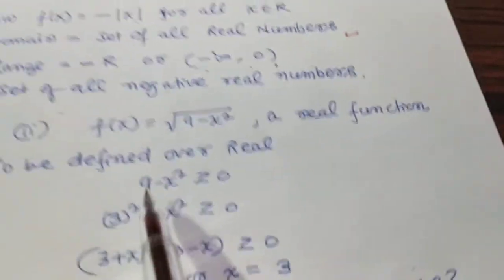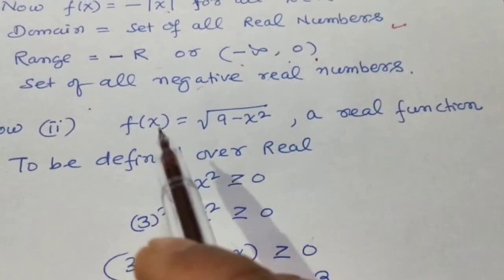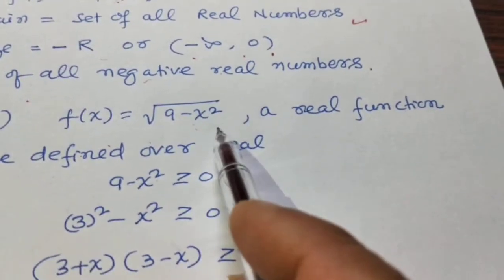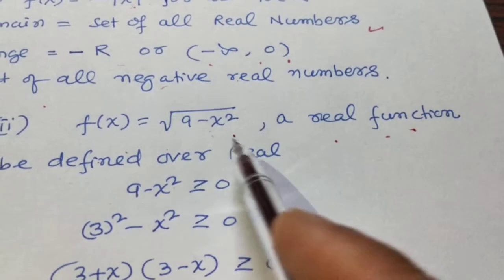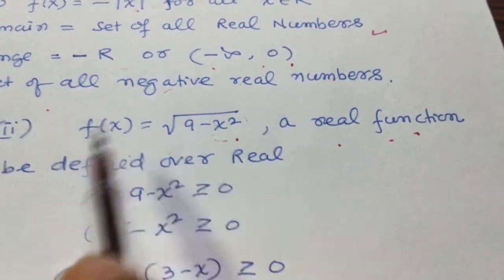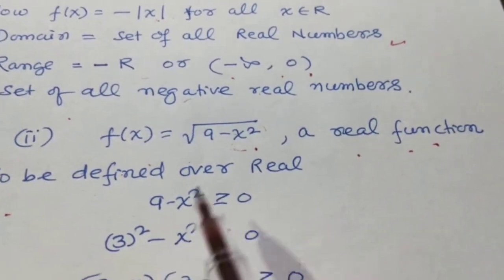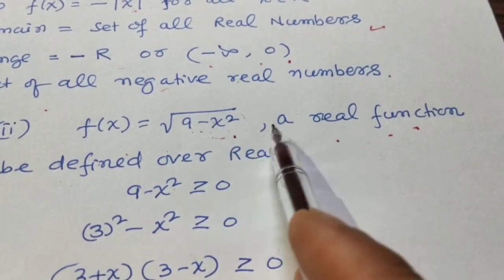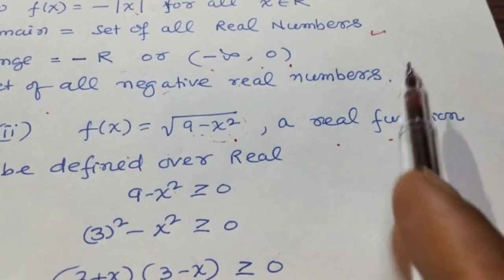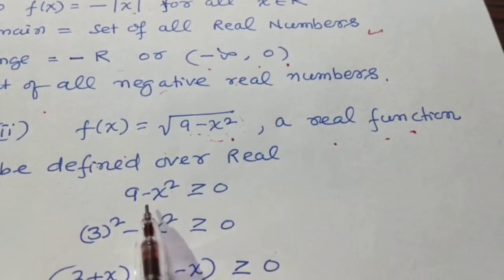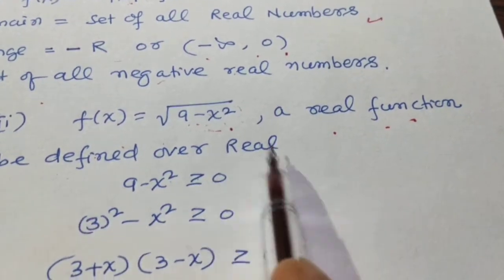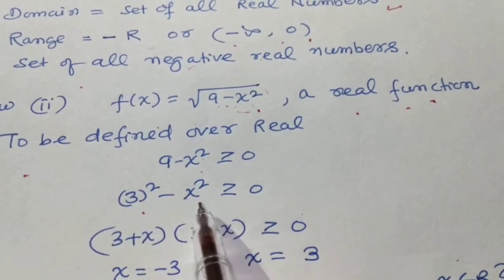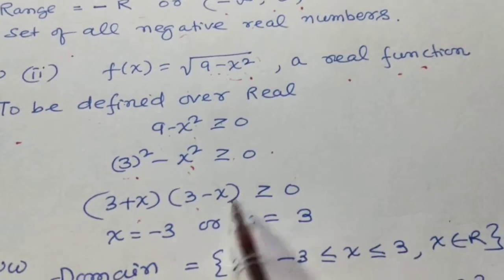Coming to the next question. We need to find the domain and range of this function. f of x is under root 9 minus x square, a real function. For real values, you must have studied in class 10th that for real roots, the discriminant under the root must be greater than or equal to 0. So 9 minus x square must be greater than or equal to 0 to be defined over the reals. 9 minus x square can be written as a square minus b square, 3 square minus x square, that is a plus b into a minus b.